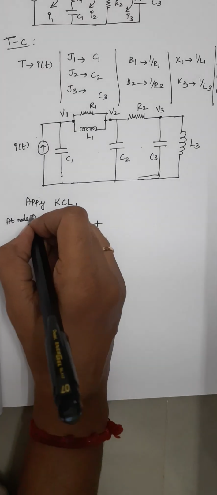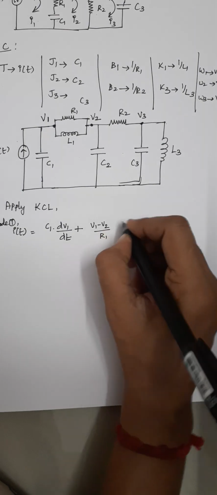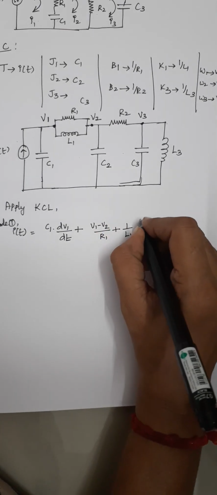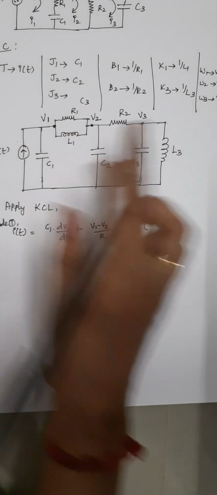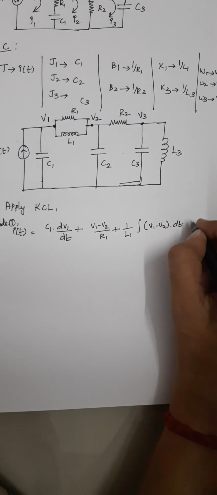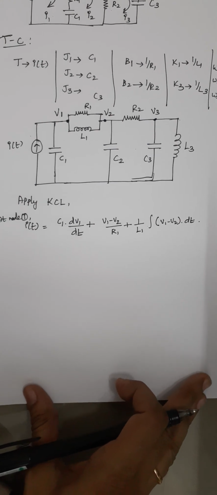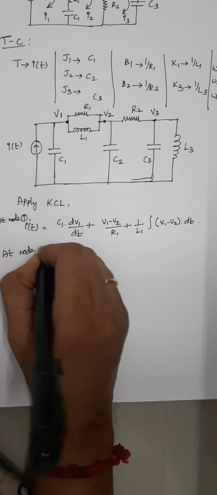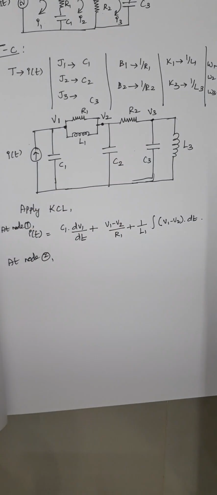So here I have to write it as (V1 minus V2) by R1 plus, again current flowing through the inductor is represented as 1 by L1 into integral of, again this L1 is connected between V1 and V2. So here I am writing it as (V1 minus V2) into dt. Right. That's it. This is our respective nodal equation for node 1. So next one is consider our node 2. So to this node 2, just again write down the expression.